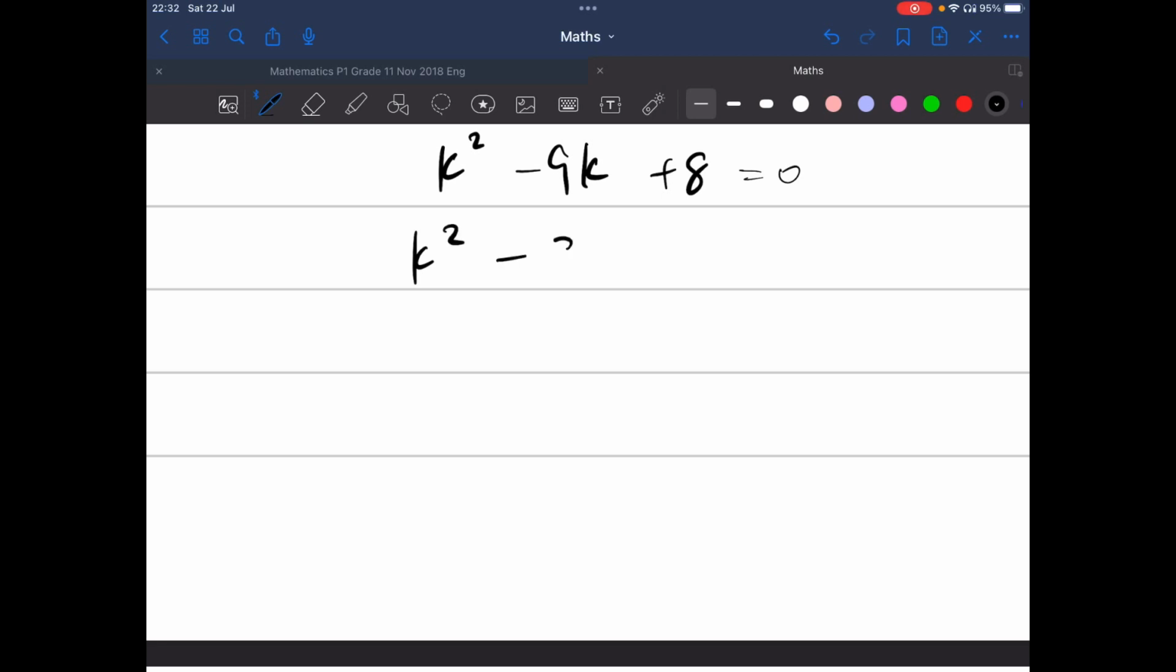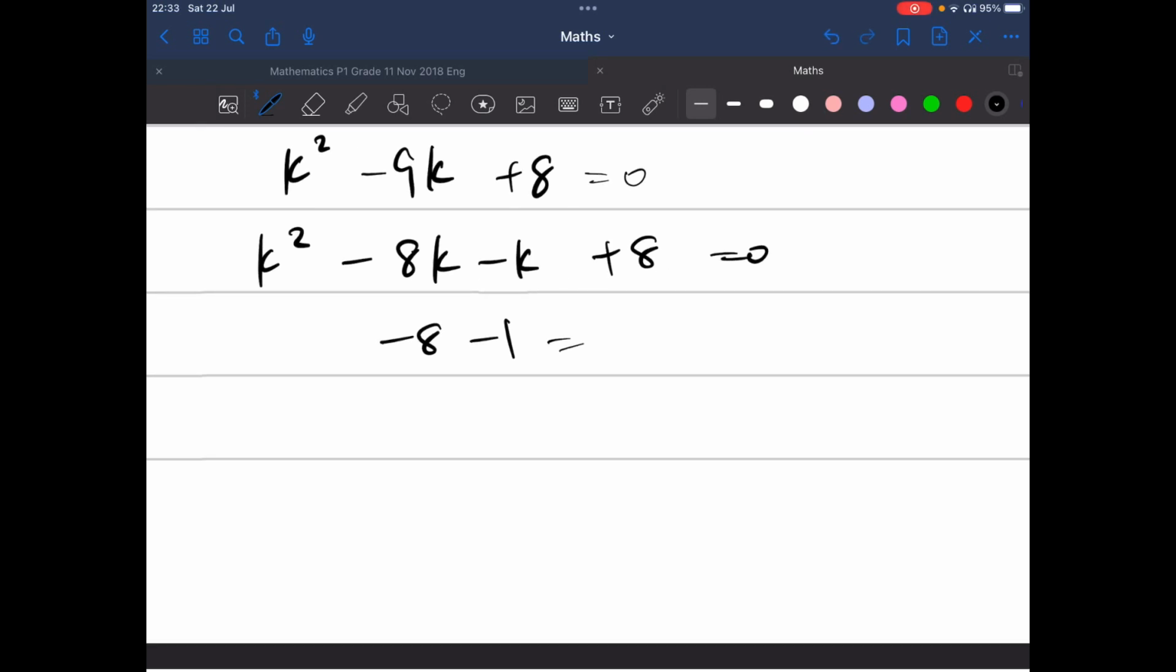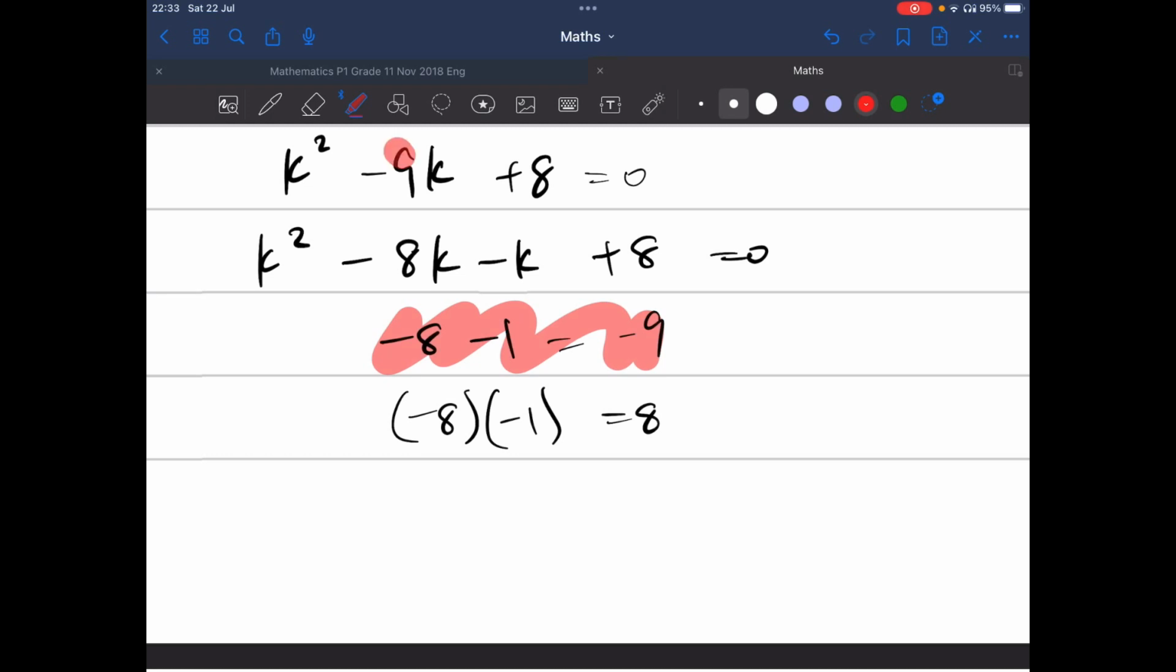Okay, so let's try. k squared minus 8k minus k plus 8 equals 0. Okay, so if I take minus 8 minus 1, because remember saying minus k is the same as saying minus 1k, that'll give me minus 9. And if I take minus 8 times minus 1, that'll give me 8. Okay, so when I added them, I got minus 9.